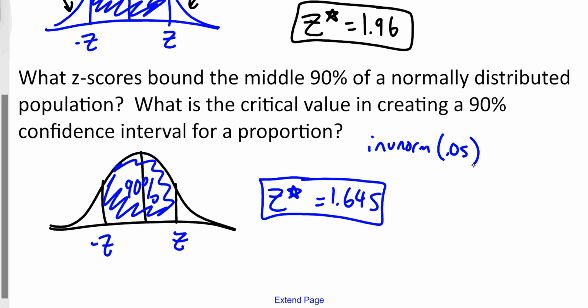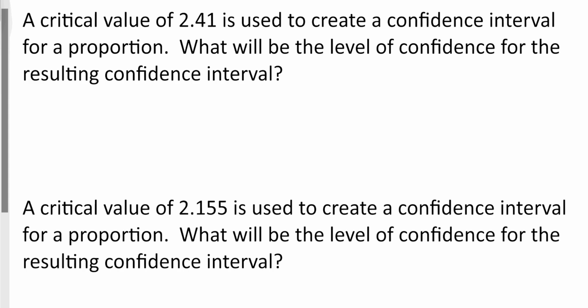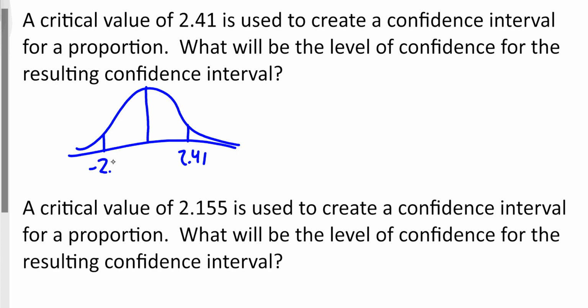All right. We might be going the opposite way. We might be given the critical value of 2.41 and asked what the level of confidence is. What that means is kind of the opposite. We have a visual where we're looking at 2.41 and negative 2.41. We need to figure out what percent is in here.